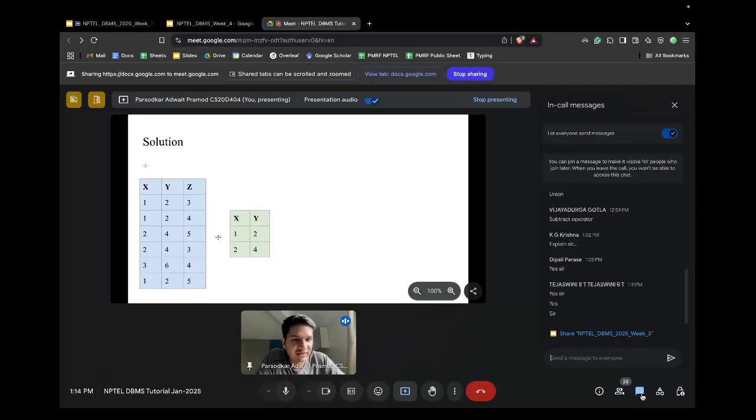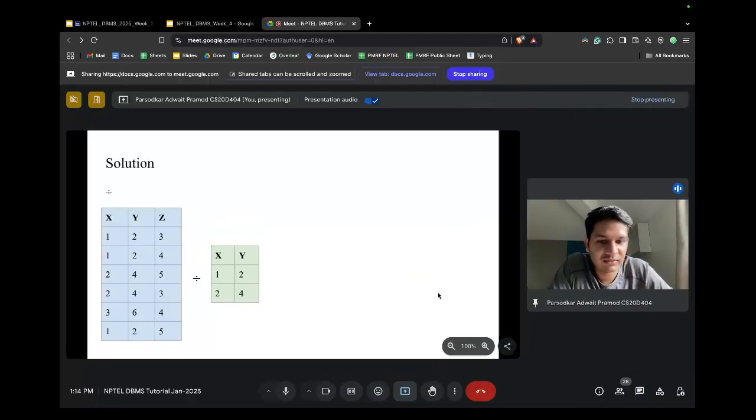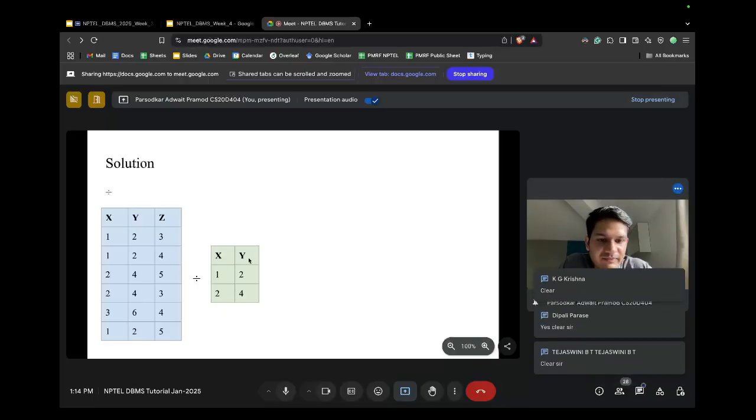So Tejaswini, and okay, we have Krishna, Tejaswini and Dipali. Is this clear to the three of you that z equal to 3 should be a part of the output, or would you want me to repeat again? Okay, so if this is clear, let us look at z equal to 4.